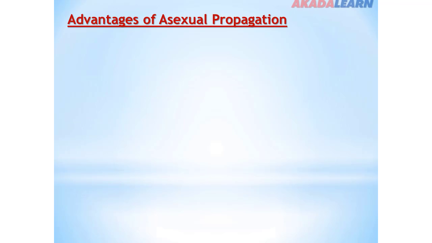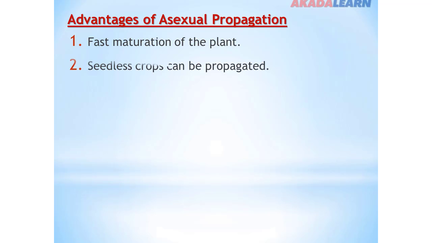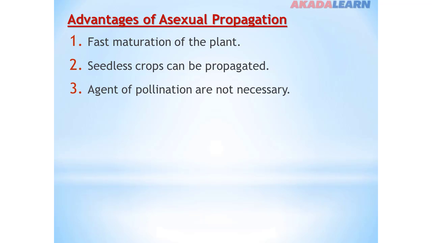Now let's look at the advantages of asexual propagation. Fast maturation of plants. Seedless crops can be propagated, just like I said before. Agents of pollination are not necessary. In sexual propagation, agents of pollination are very necessary, because we use flowers. Flowers cannot produce seeds without pollination. Agents of pollination can be wind, insects, and human beings also. In asexual propagation, they are not necessary.